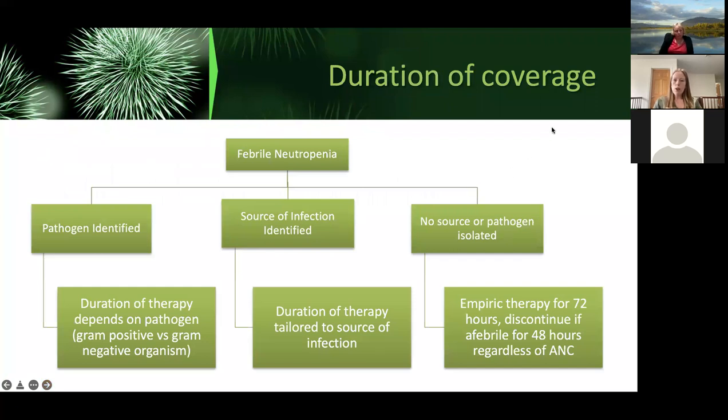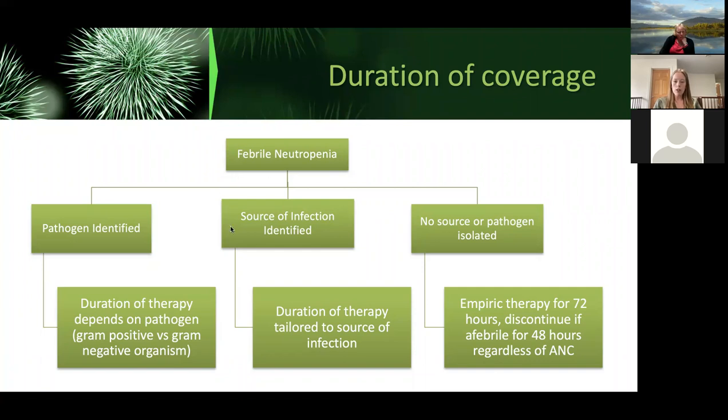In terms of duration of coverage, this all depends on whether you isolate a pathogen or not. So if someone is febrile and neutropenic and you identify their pathogen, then the duration of the therapy depends on the pathogen. It depends on whether you found something that was gram positive in their blood or gram negative in their blood, or whether you found something in the urine. And you would direct your therapy towards that pathogen for the typical amount of time you would treat it in any other patient, okay?